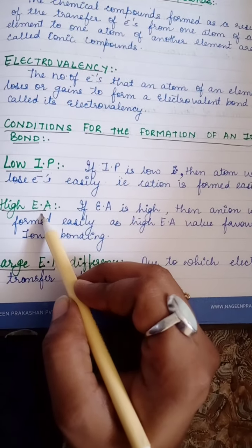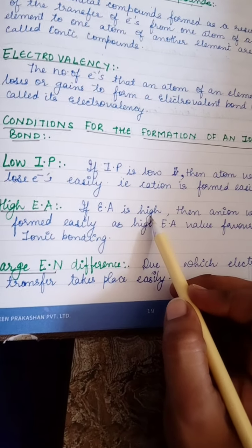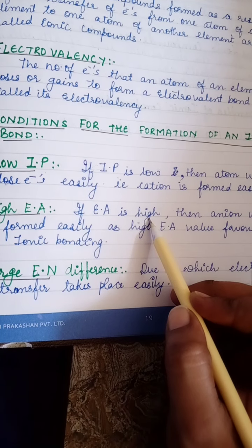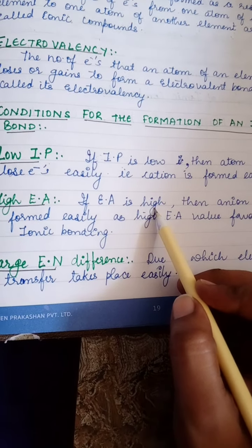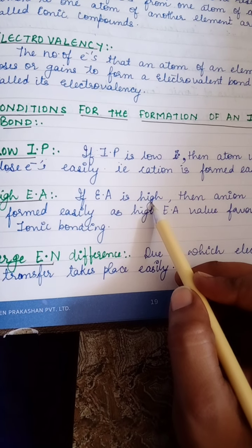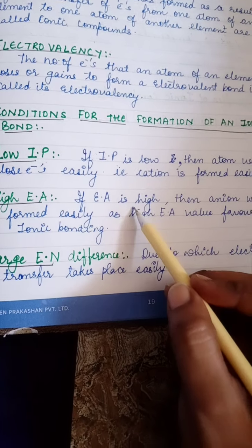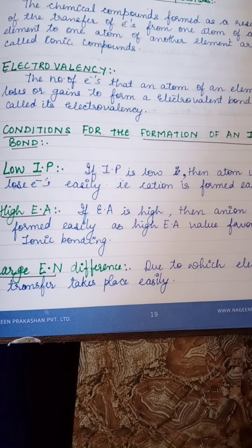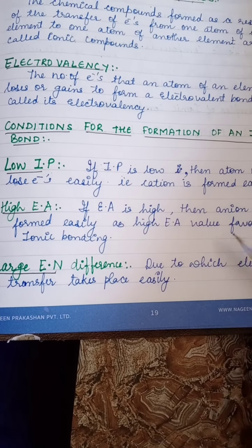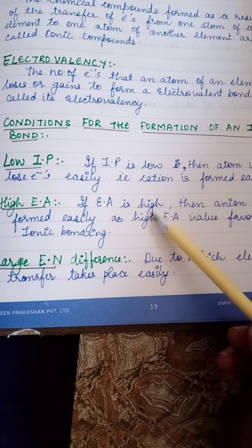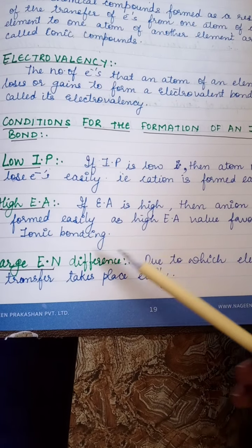Now, high electron affinity. Electron affinity is the tendency of an atom to gain an electron and form a uninegative ion. During this, the atom will release energy. So, the more energy is released, the more easily the anion is formed. So if electron affinity is high, then the anion is formed easily.